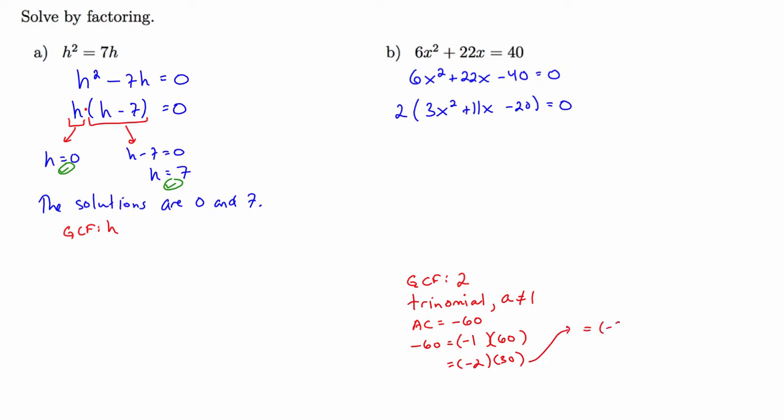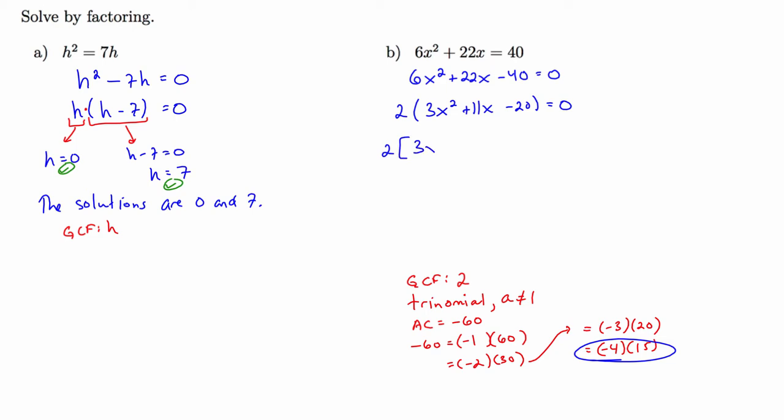Other possibilities, negative 3 times 20, negative 4 times 15. There, we finally have a combination that multiplies to make negative 60 and adds to make positive 11. So we'll go back to the trinomial and use those two factors of negative 4 and 15, but when we rewrite it, don't forget to include the greatest common factor of 2 out front.